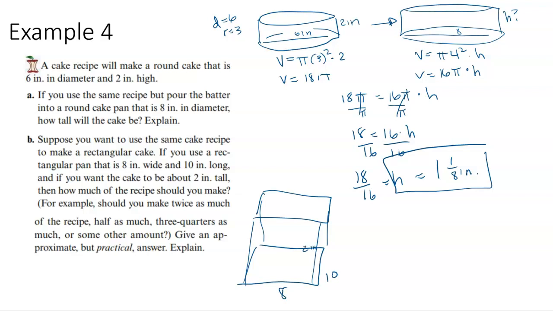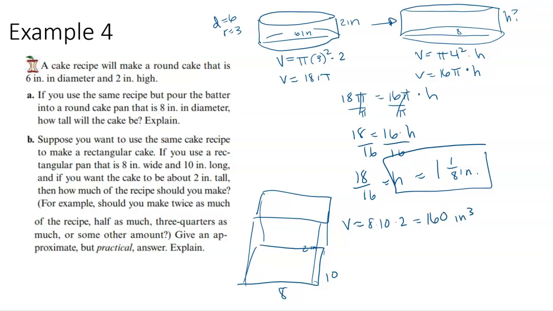How much of the recipe should we need? So is it going to be twice the recipe, 3 times, half? How much of that recipe? So first, how much cake fits in here? What is the volume? Well, I know it's going to be the area of the base, 8 times 10, times the height is 2. So the volume for this recipe is going to be 160 cubic inches.